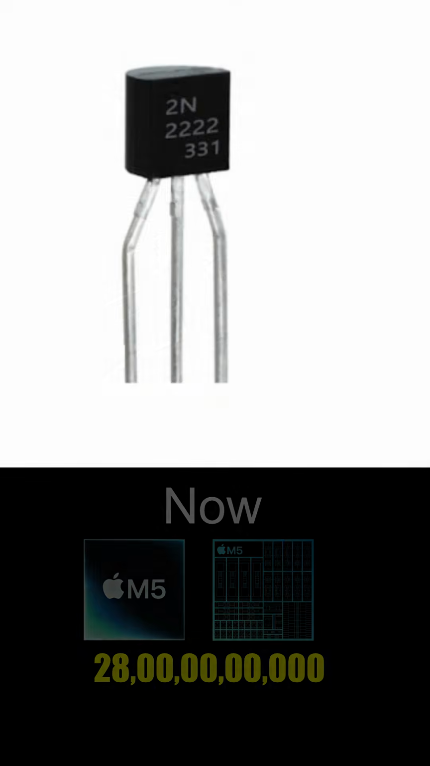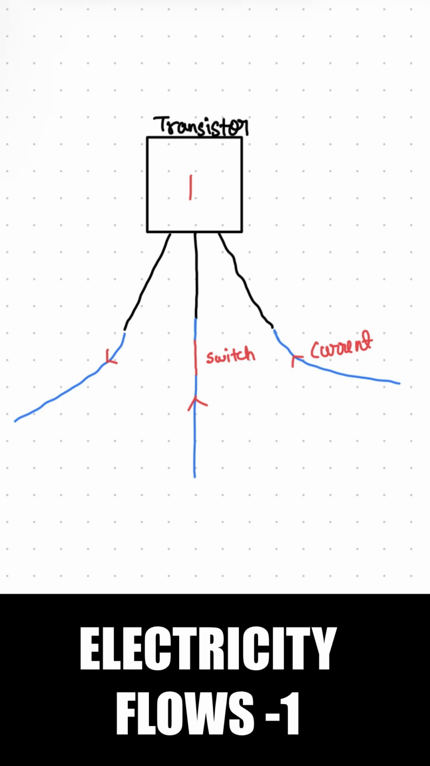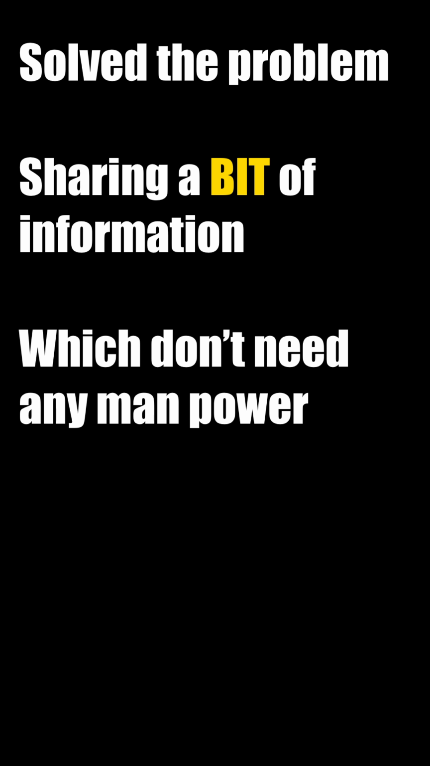A transistor works as an automatic switch. If electricity flows through it, it's on, and if electricity doesn't flow through it, it's off. It solved the problem of sharing a bit of information without needing manpower.